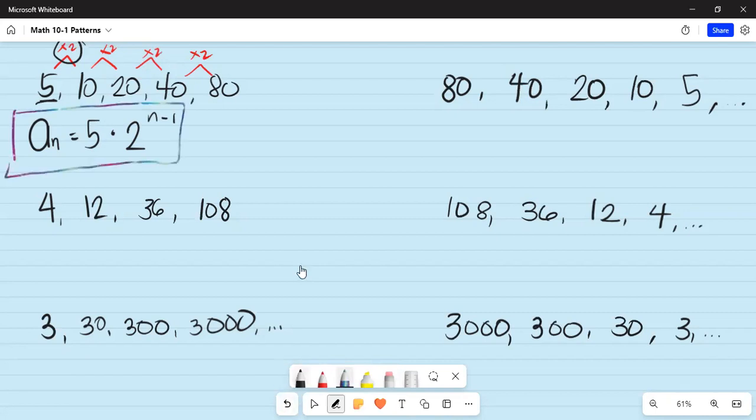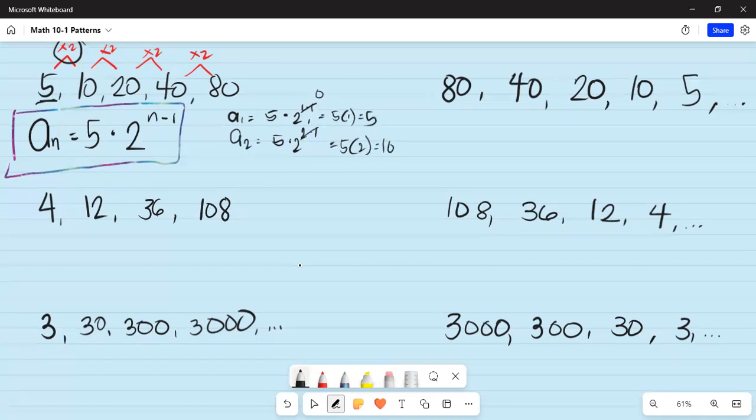So if we'll try to solve this, we will have a sub 1 is equal to 5 times 2 raised to 1 minus 1. This is 0. And 2 raised to 0 is equal to 1. So 5 times 1 is 5. That's our first term. Next, let's have the second term. 5 times 2 raised to 2 minus 1. So 2 minus 1 is just 1. And 2 raised to 1 is equal to 2. So 5 times 2 is equal to 10.